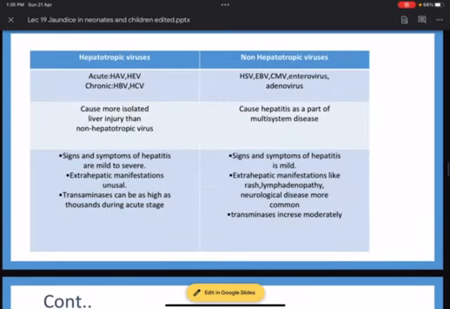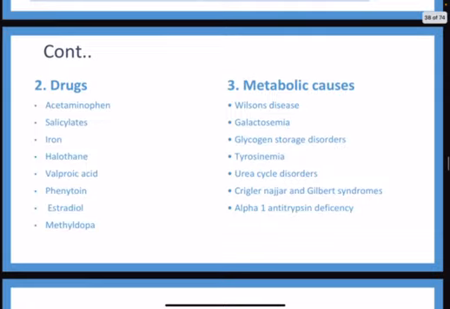Okay. Drugs that can cause jaundice are many, like acetaminophen, paracetamol, salicylate, iron, phenytoin. So anti-epileptic medications, most of them can cause jaundice or hyperbilirubinemia.